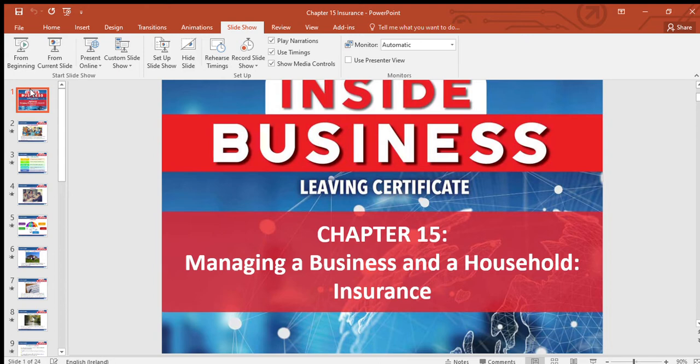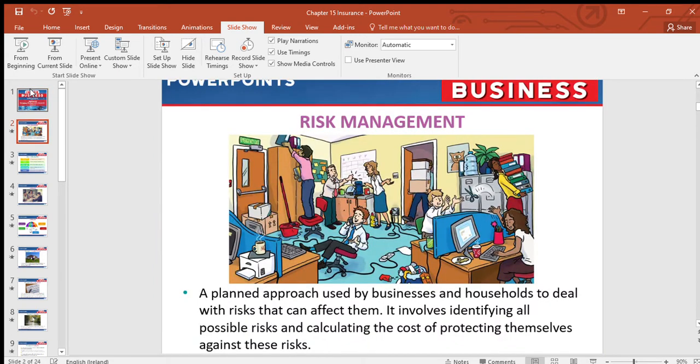Today's topic, we're looking at insurance. We have two big areas left to cover. One of them is managing a business and household. Under that, we have insurance, tax, and finance. And the other big area we have is management. The last two areas we have for fifth year business. So to get us started on insurance, first thing we're going to look at is risk management.